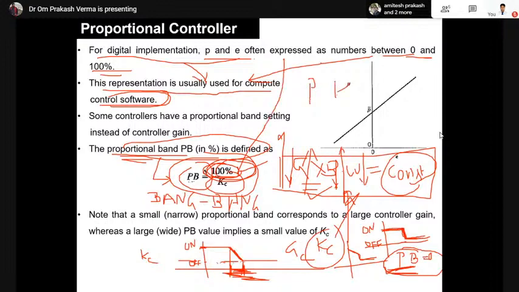PB into Kc, the bandwidth into Kc is 100%. Okay, it is defined, and based on this PB will be defined as 100 by Kc. So whatever value of Kc you choose, the bandwidth will be defined as per that.